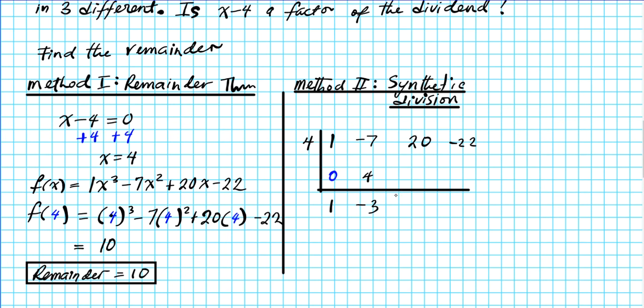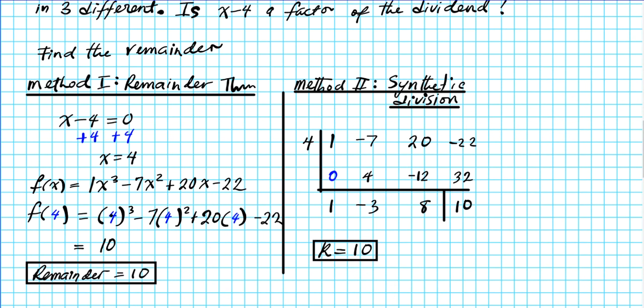Multiply 4 by negative 3. You get negative 12. Add down, you get 8. Multiply 4 times 8. You get 32. Add down, and you end up with positive 10. Now this last digit underneath your division bars is your remainder. And as you can see, our remainder here is equal to 10. And that agrees with our result in method number 1.